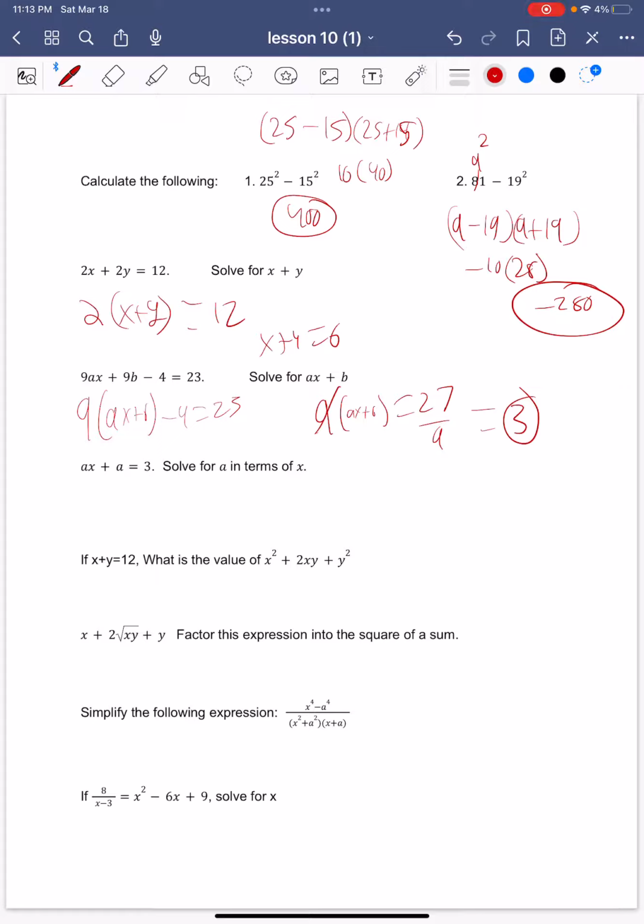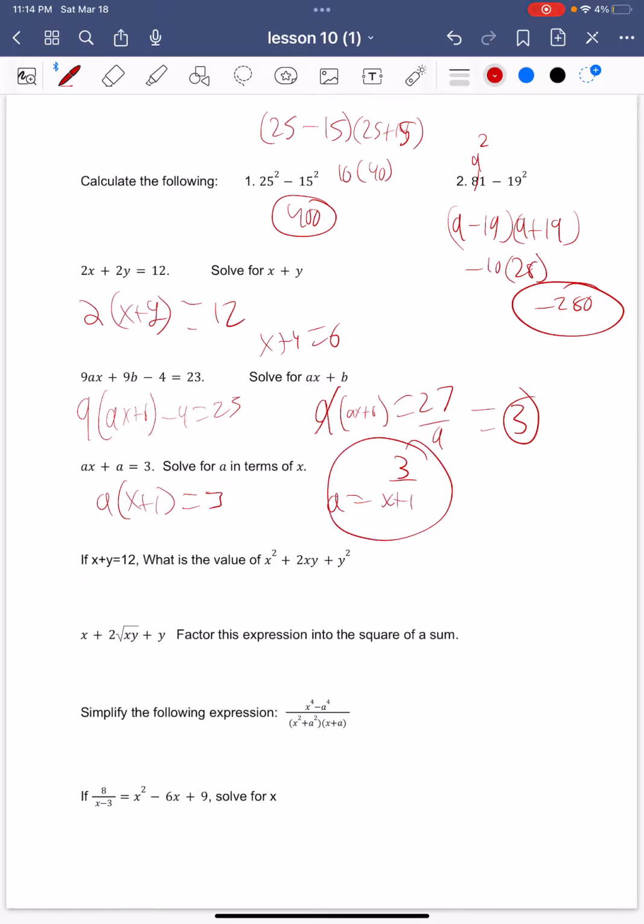Solve for a in terms of x. Well, there's 2 a's in this equation, and we want there to be only one a, so we can solve for it in terms of the other variable x. So how do we do that? Well, let's factor out an a. A times x plus 1 equals 3. And if we're solving for a in terms of x, we just divide by x plus 1. So a equals 3 over x plus 1.